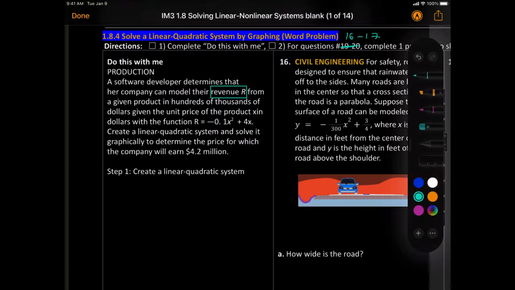From a given product in hundreds of thousands of dollars, given the unit price of the product, X, let's just say X in dollars, with the function R is equal to negative 0.1 x squared plus 4x. Create a linear quadratic system and solve it graphically to determine the price at which the company will earn $4.2 million.